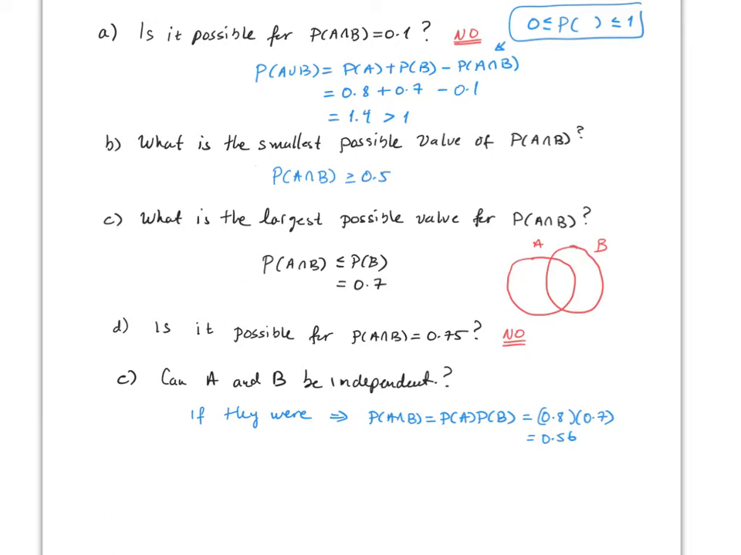Now, since 0.56 is in the acceptable range, and by that I mean the smallest this could be was 0.5, and the maximum it could be is 0.7, since this value is between the two, the answer is yes, they can be independent.